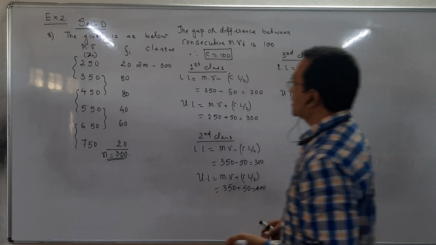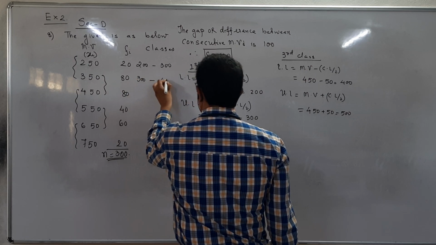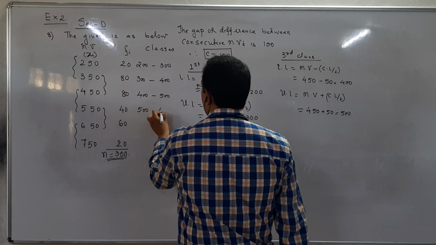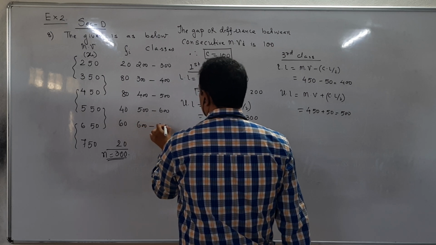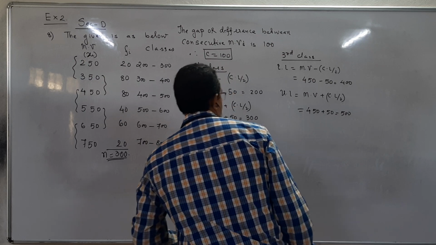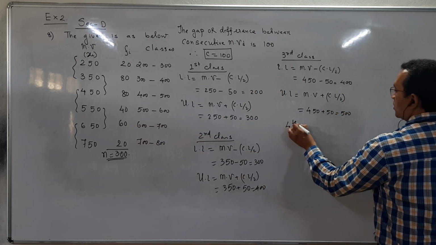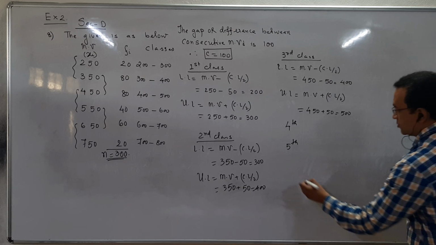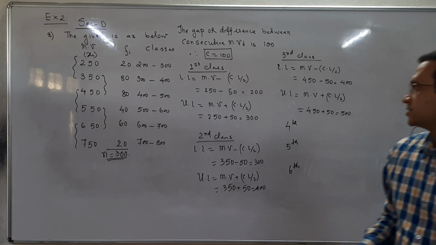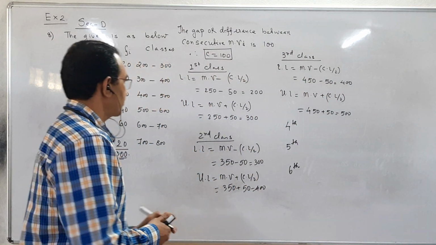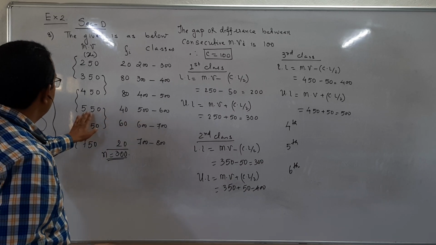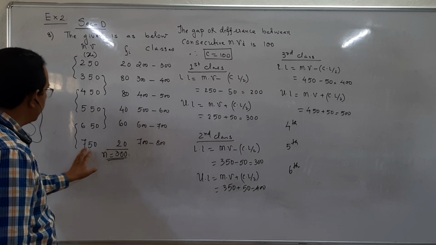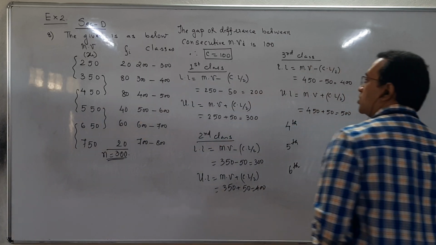Now I can observe that the classes will be 300 to 400, 400 to 500, 500 to 600, 600 to 700, and 700 to 800. I am leaving the 4th, 5th and 6th for you to do. How many classes are there? 3, 4, 5, 6. So the remaining 3 classes, 4th, 5th, and 6th, I suppose you can easily do on your own. 550 minus 50 will give us 500, 550 plus 50 will give us 600, 650 minus 50 is 600, 650 plus 50 is 700, 700 to 800. You can easily do these on your own.